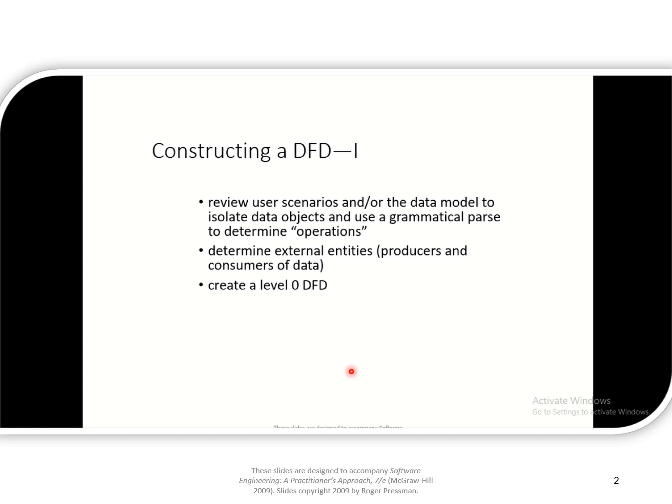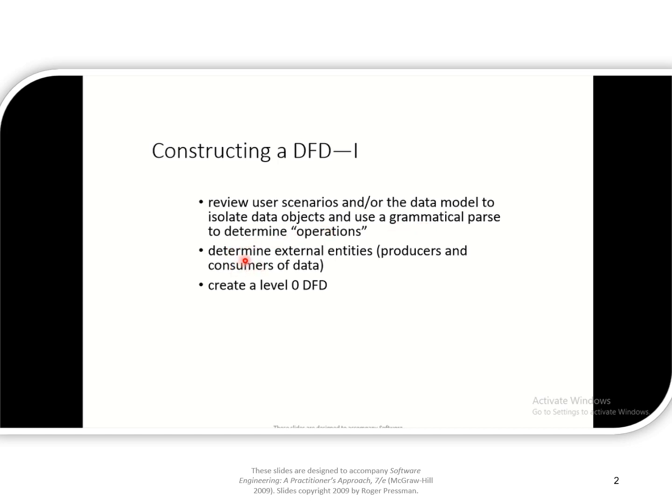Now, constructing a DFD diagram, we have certain rules. We first do a grammatical parse. We have already taken an idea of grammatical parse in our class-based modeling session, that we need to do a grammatical parse to find out the nouns and noun phrases, and also we can do it to find out the verbs and verbal phrases. So from here we can know about the external entities and the operations basically involved in the system.